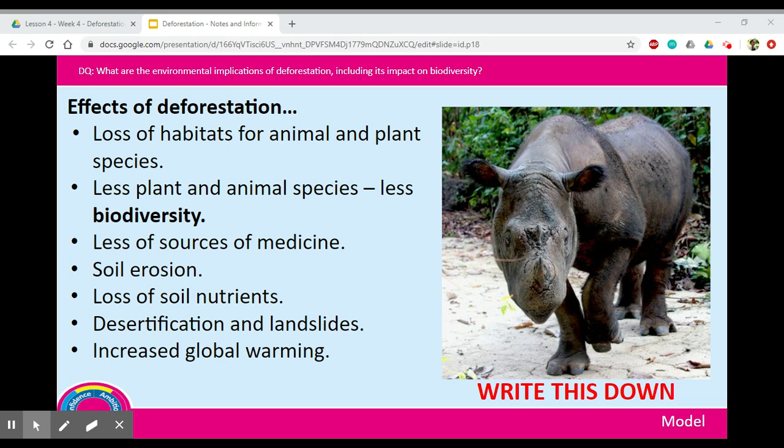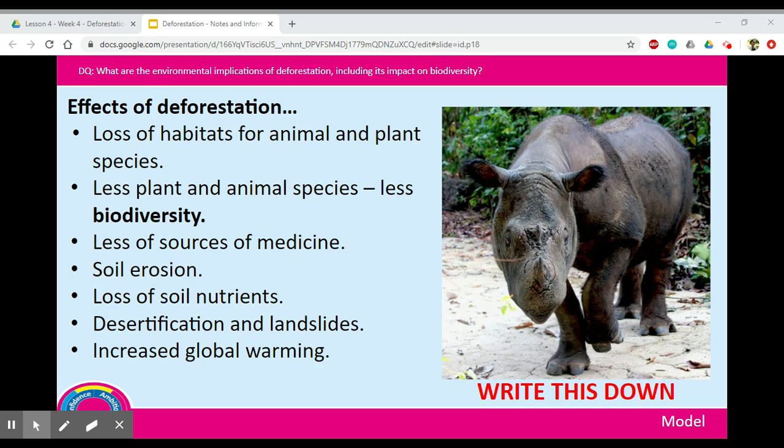And this is when the land basically becomes a desert because plants can't survive in it. And then increased global warming because we are chopping down trees that are absorbing all our carbon. When you chop the trees down, the carbon that's stored within the trees is going to be released into the atmosphere, and it's just going to increase the rate of global warming.